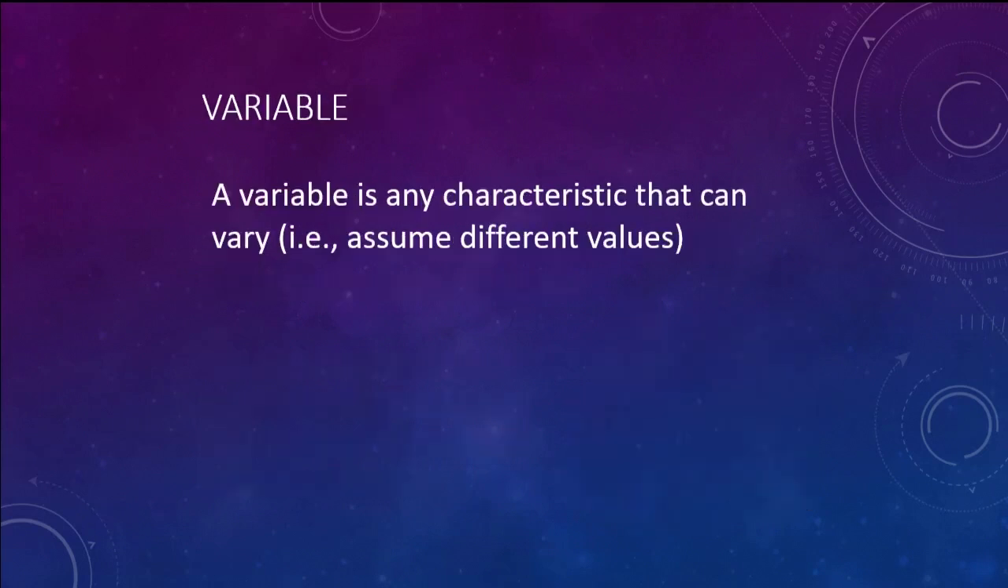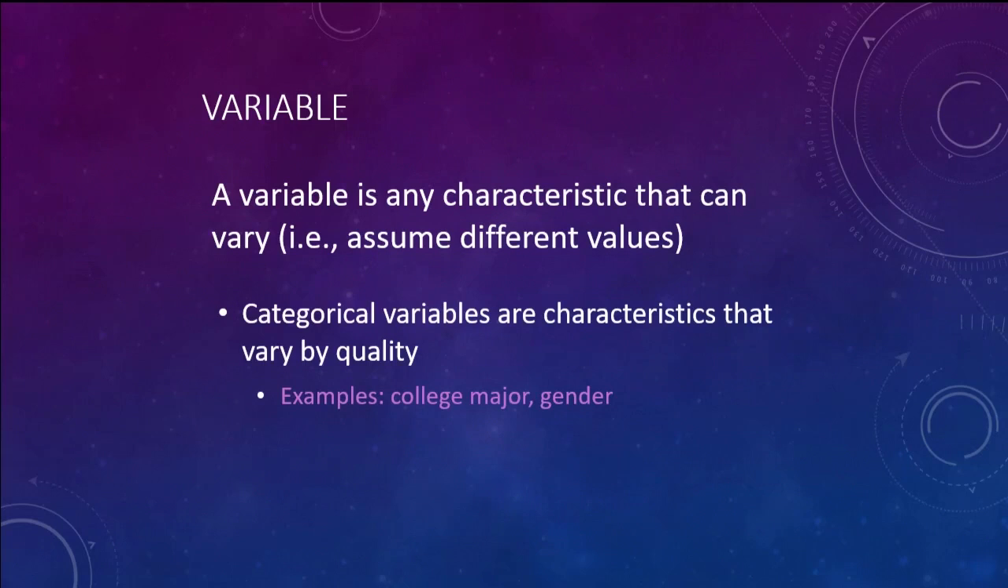A variable is any characteristic that can vary. That is, a variable can assume different values. The term variable for something that can vary makes good sense. There are two major types of variables. Categorical variables vary by quality rather than quantity. For example, a college major or a person's gender will vary by type, not by amount.